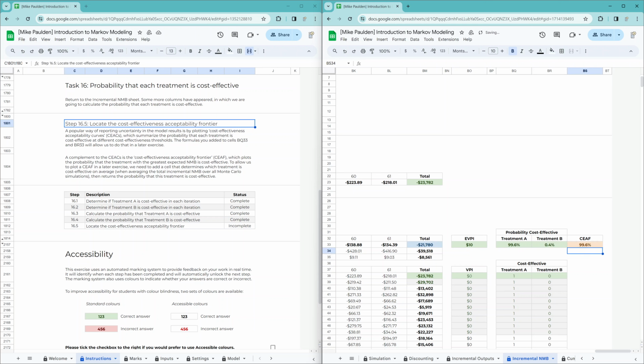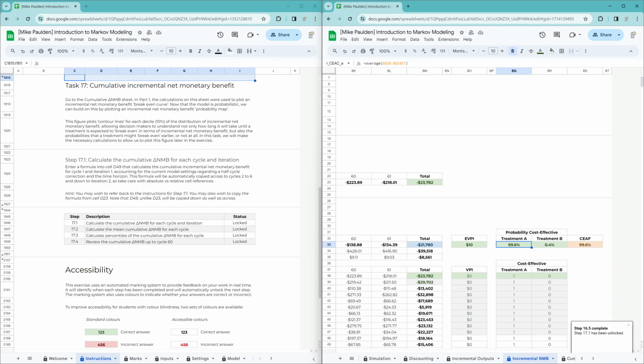Okay. So right now, because treatment A is cost effective, we're pulling in this value here, 99.6%. As we change the cost effectiveness threshold, eventually treatment B will be cost effective and we'll be pulling in this one instead into our CF. Okay, and that brings us to the end of task 16, and I'll see you in the next video for task 17.